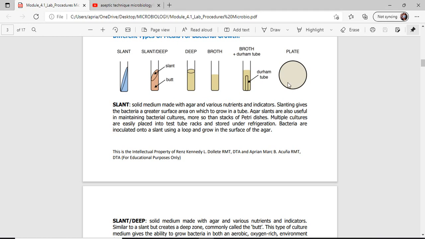Then you have your agar slants, which are also useful in maintaining bacteria cultures, more so than a stack of petri dishes. Masapos mag-store gani, magtipon, mag-preserve, or kung pabili mo na sila as source for laboratory experiments.